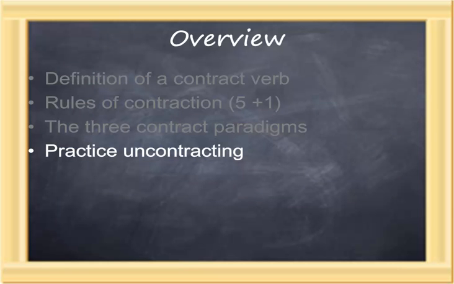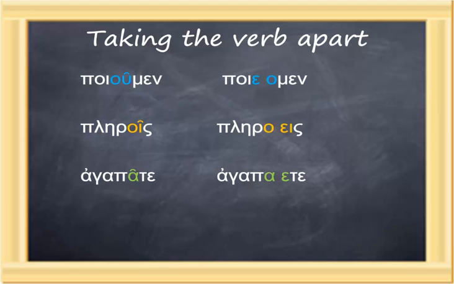Now let's practice what you will do when you meet a contract verb in a sentence. The best way to parse the verb is to uncontract the form so that you can fully see the connecting vowel and the personal ending and get the parsing correctly. You are reading a sentence in Greek and you come across the form poiumen. It's from a contract verb.